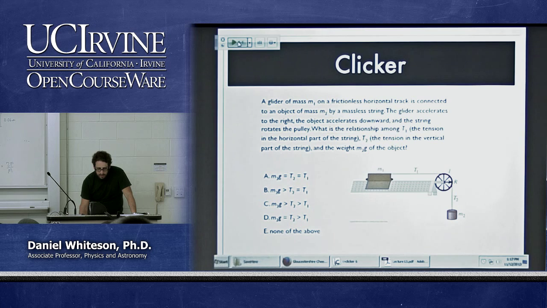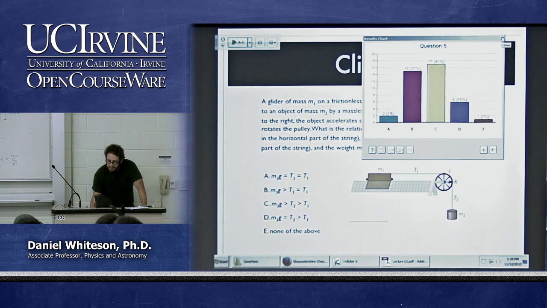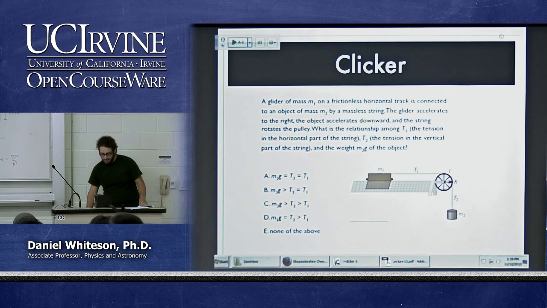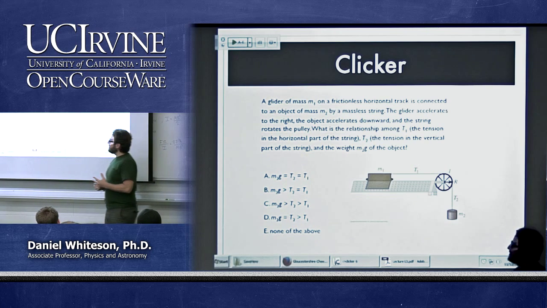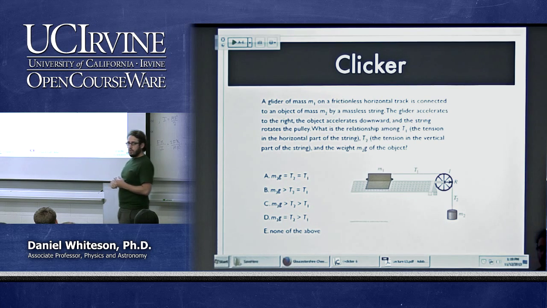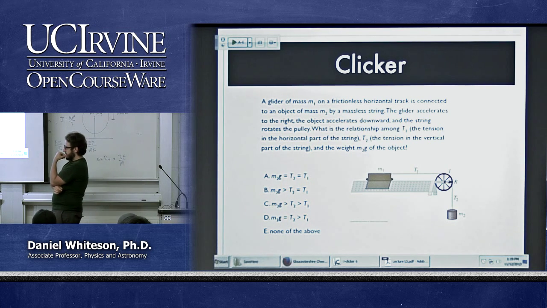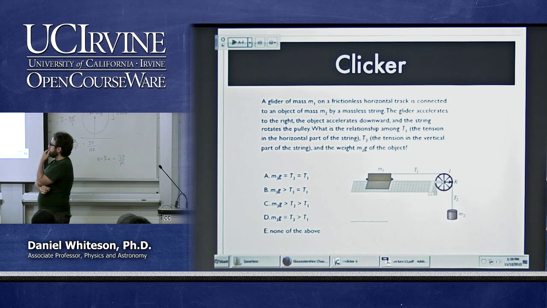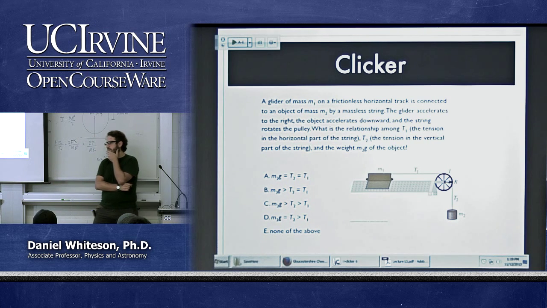All right, so talk to your neighbor, vote again. All right, somebody was persuaded of E. Nobody thought E was true before, but somebody persuaded their neighbor that it was true. Nicely done, people. Okay, so first let's break this into pieces. First, let's think about M2G versus T2. Who wants to make an argument for the relationship between those two? Jake. You know that the system's accelerating, so M2G has to be greater than T2, because that's the only thing that would provide any sort of force on the rope.